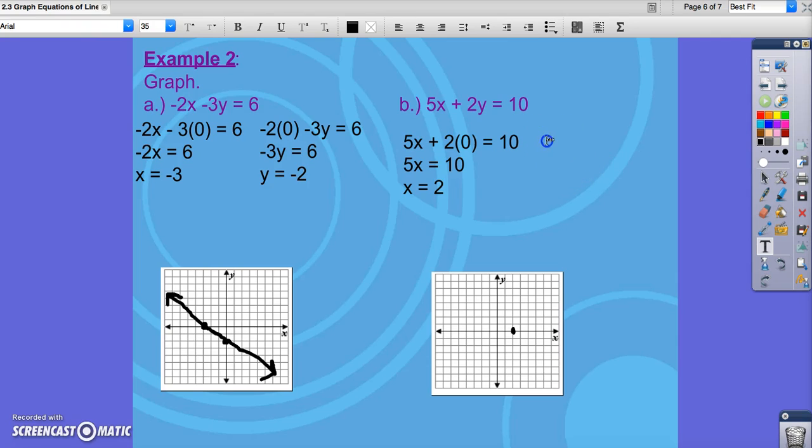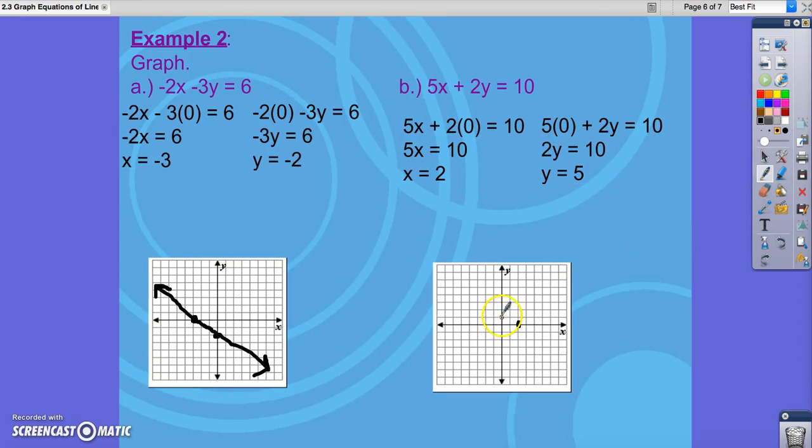And then we have to solve for y by plugging in 0 for x. And get y to equal 5. It's positive 1, 2, 3, 4, 5. And then let's connect them. And that's our graph.